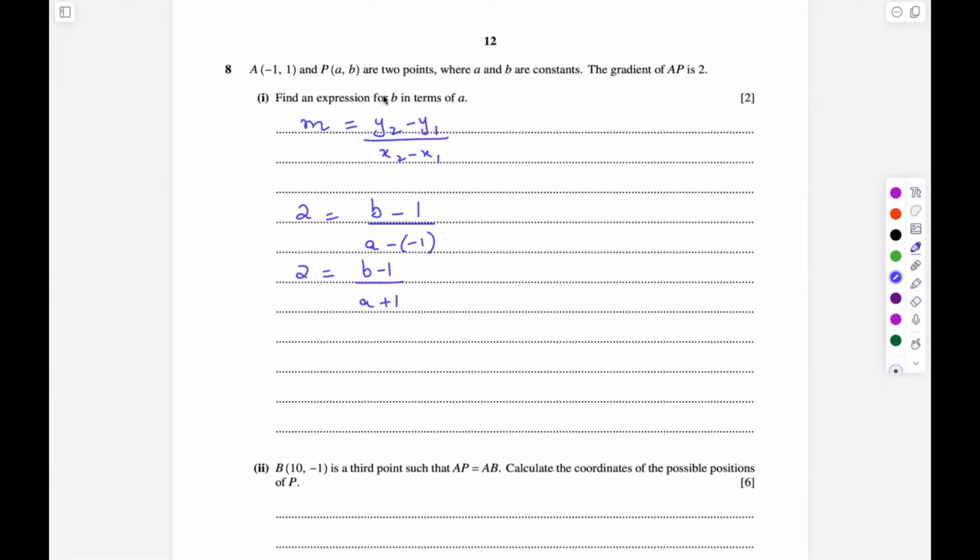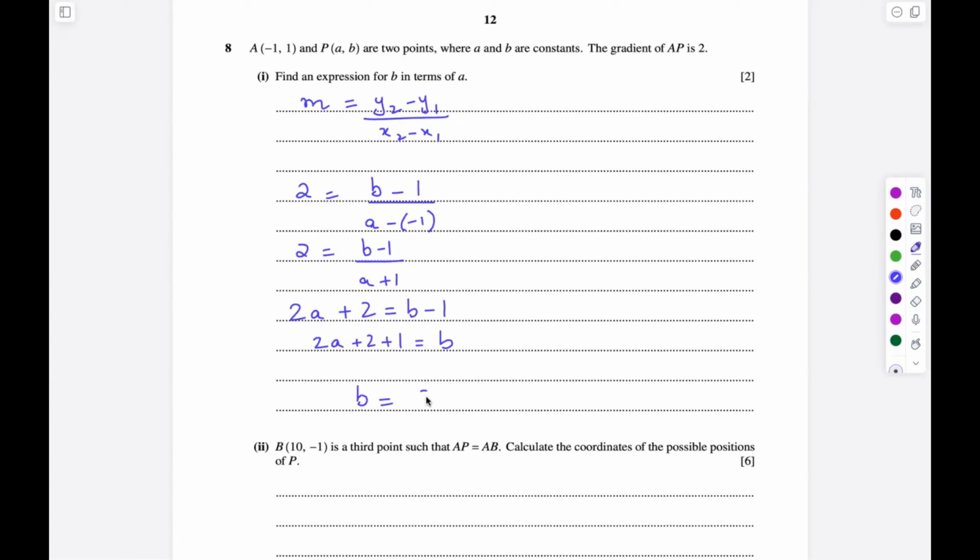As we have to give our expression for b in terms of a, cross multiplying, we'll get 2a plus 2 is equal to b minus 1. Taking 1 to the left hand side, that will become 2a plus 2 plus 1 is equal to b. So we can write b will be equal to 2a plus 3.